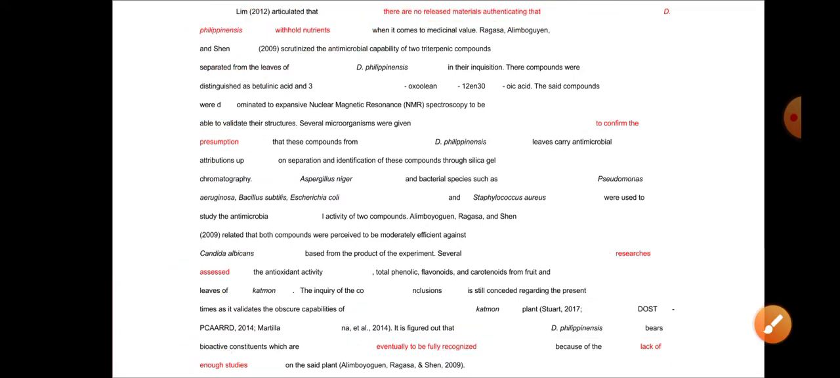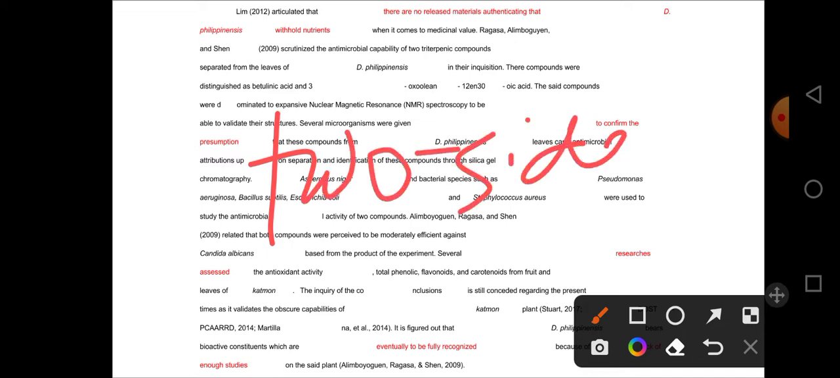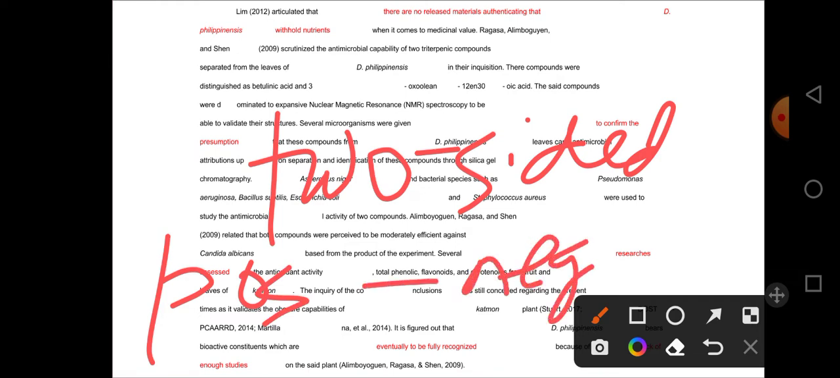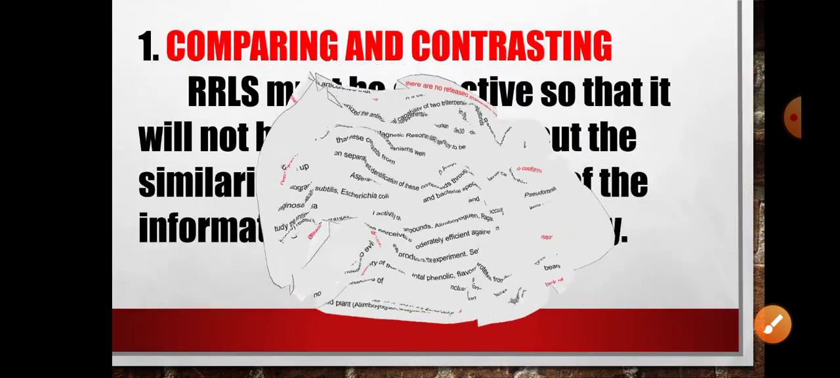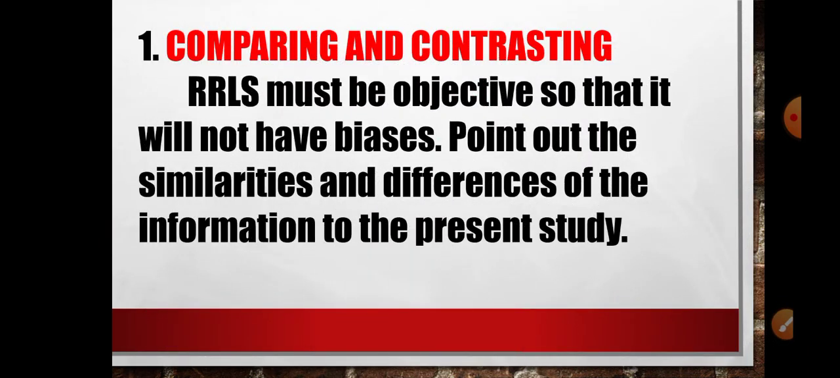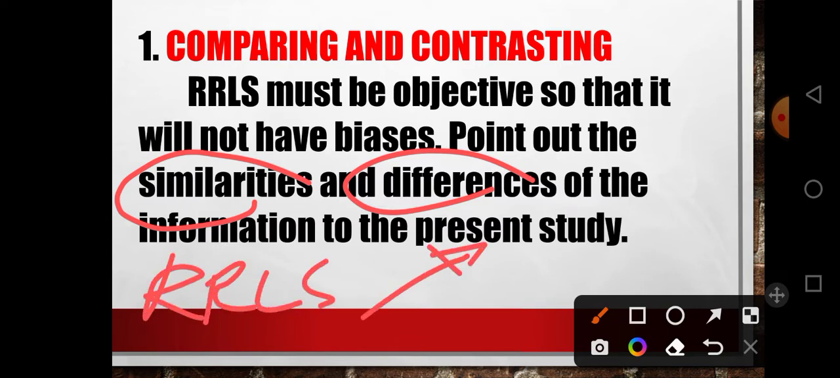So here we showed that our RRLS is considered to be two-sided, and there are positive and negative sides. Once you indicate the positive and negative sides of information in your RRLS, you are applying a technique known as comparing and contrasting. When you compare and contrast, you point out both the similarities and differences of the information from the RRLS to your present study. So that will be the first technique you can use in writing RRLS.